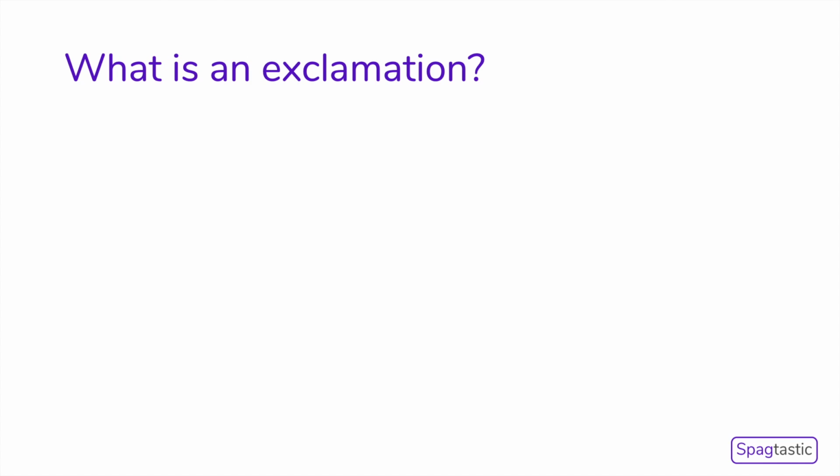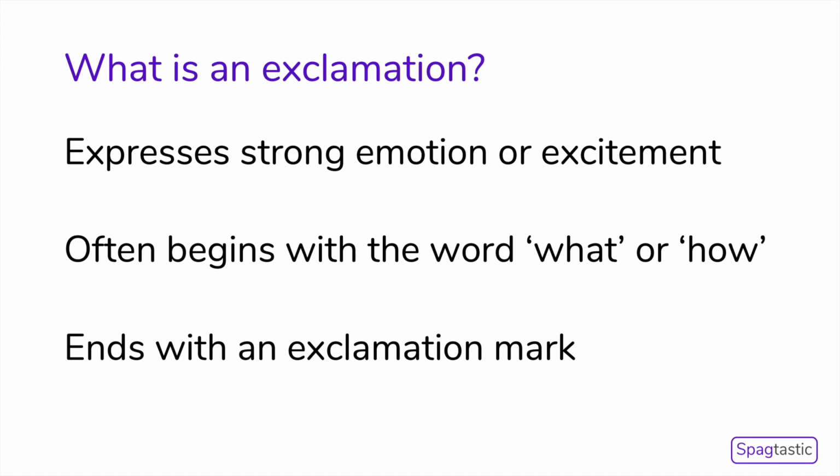Now we are going to learn about exclamations. An exclamation is a sentence type that expresses a high level of excitement or emotion. An exclamation often begins with the word what or how and ends with an exclamation mark.